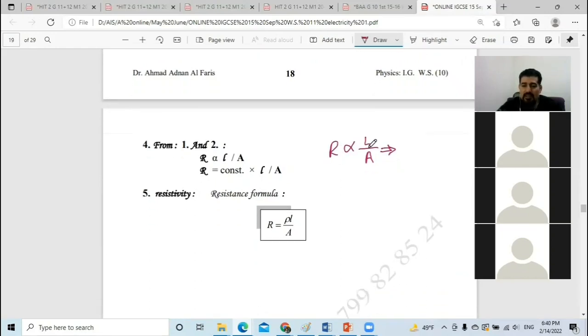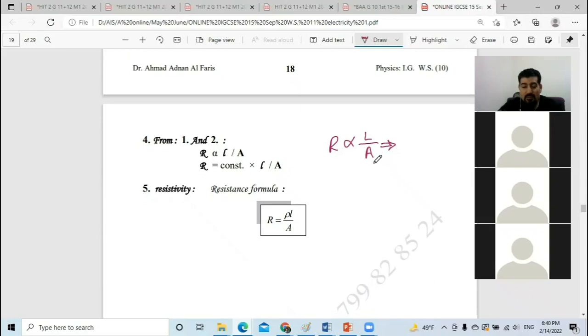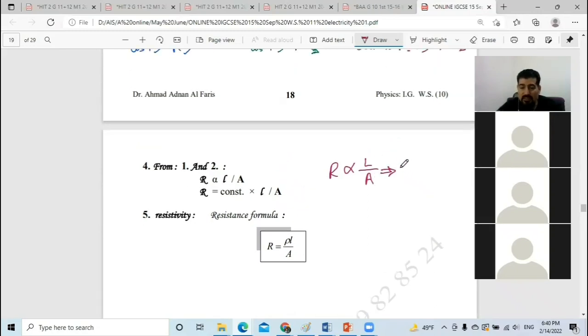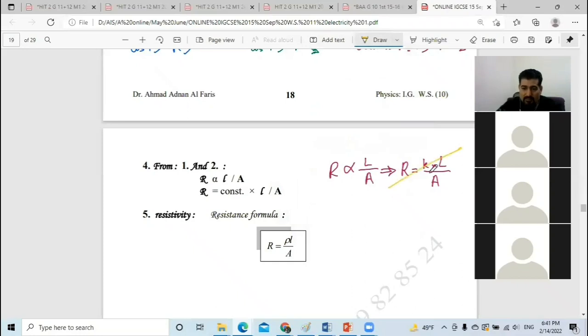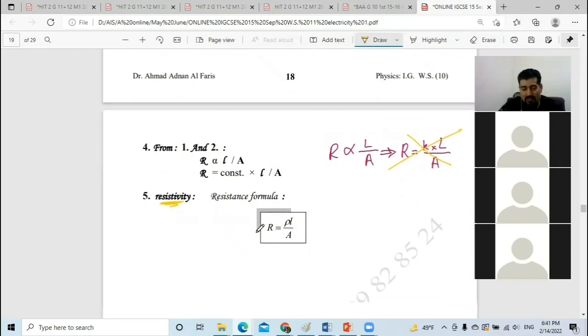So the resistance is directly proportional with the length and inversely proportional with the cross-section area. So that means the resistance equals a constant value multiplied by length over the cross-section area. Now this formula is not included in our syllabus. This formula is not included in our syllabus. And this thing that I wrote as K, they call it resistivity, and it depends on the material itself.